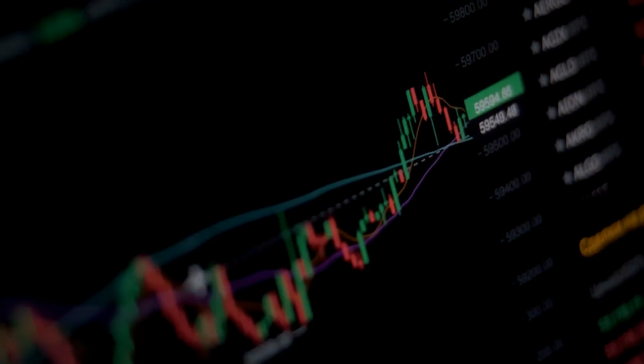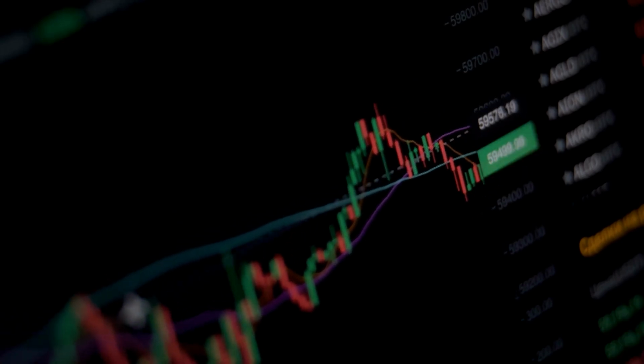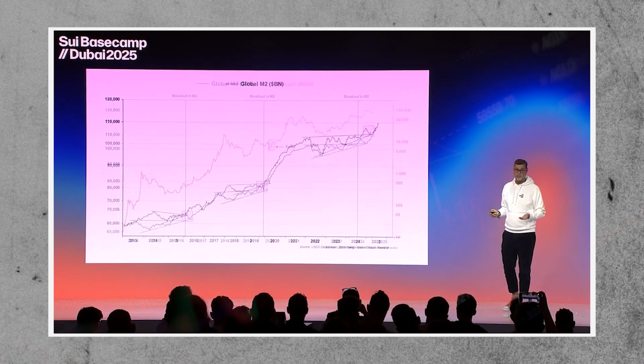So what we're seeing is global M2 at all-time highs. That should mean all-time highs for asset prices. That's how the world works.